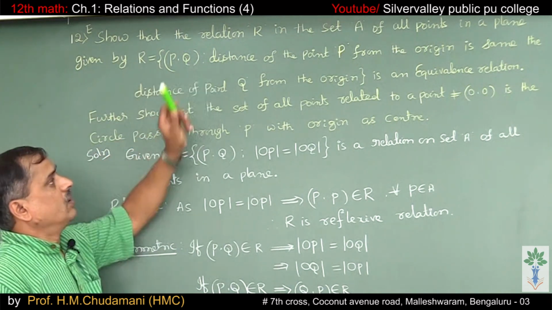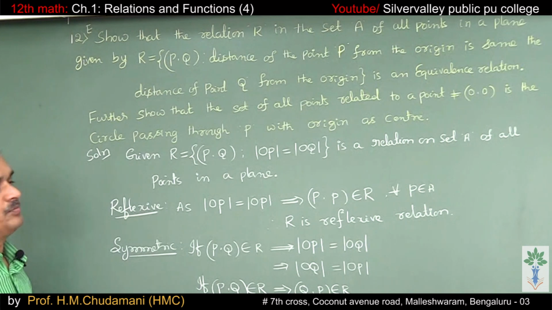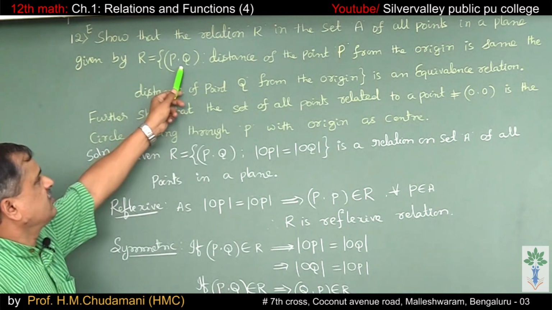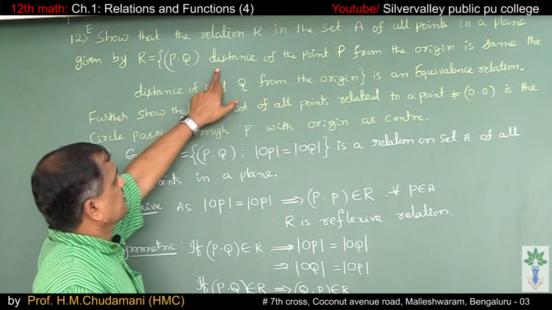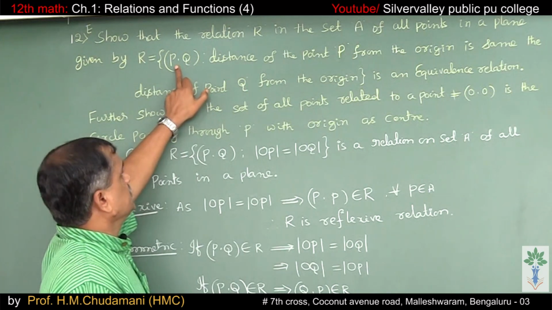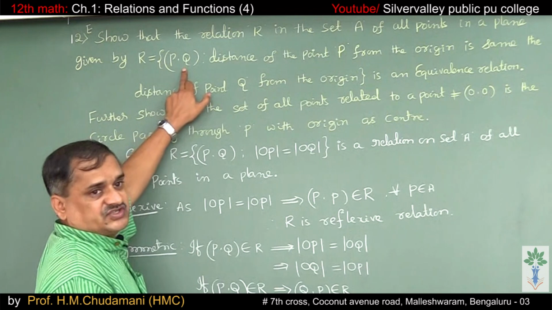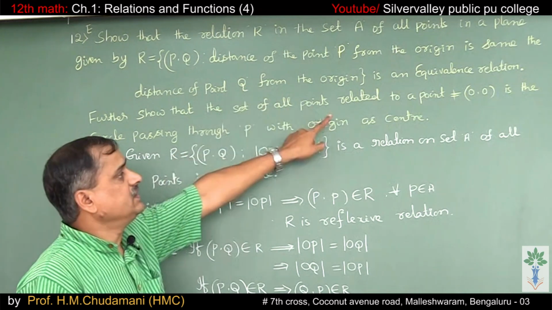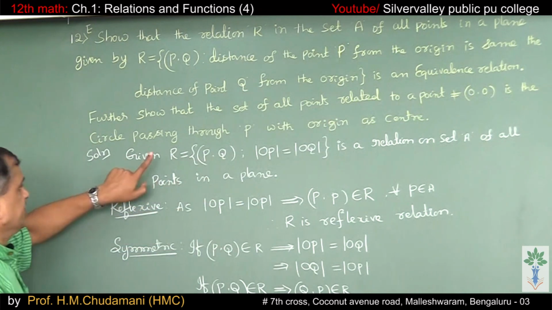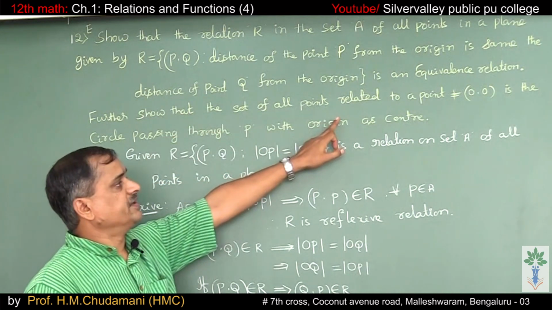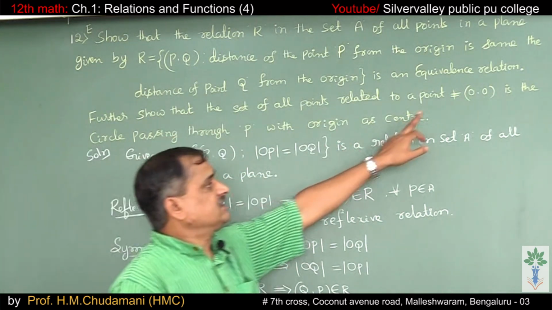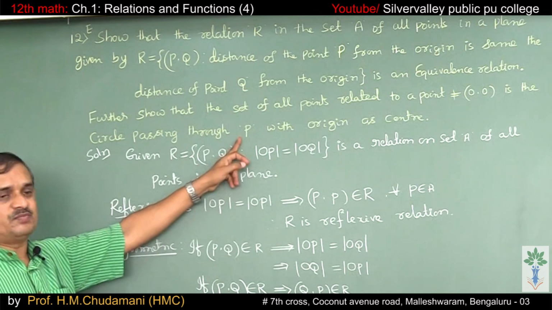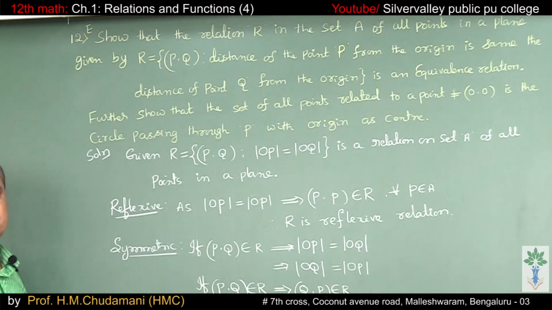Show that the relation R in the set A of all points in a plane, given by R equal to the set of ordered pairs (P, Q) such that the distance of the point P from the origin is the same as the distance of the point Q from the origin, is an equivalence relation. Further show that the set of all points related to a point P other than the origin is the circle passing through the point P with origin as the center.